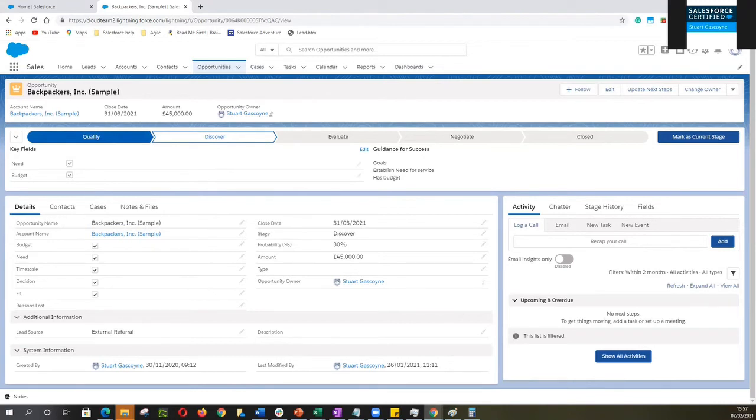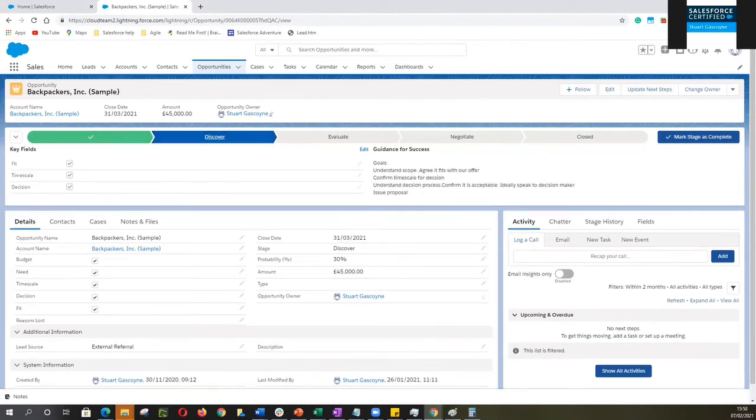To indicate that the criteria are met, I've chosen to use checkboxes, which are custom fields that I've actually created on the opportunity object. So that when I'm acting in my role as sales manager and I'm looking at opportunities, if a box is ticked, it means that I have a high level of confidence that the criteria has been met. So having met the qualify criteria, I move on to the discover stage.